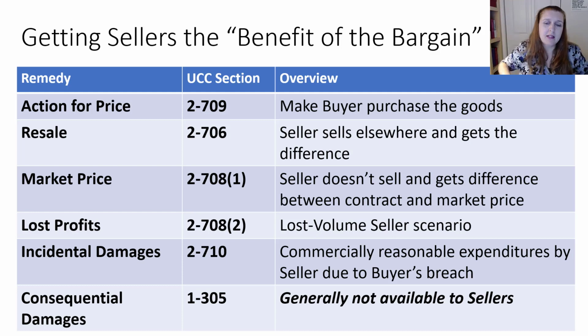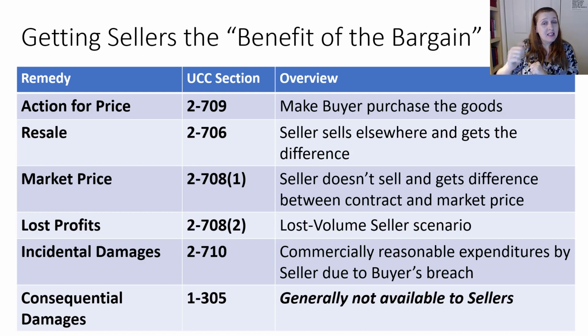And that's their lost profits. Right? Sellers can also receive, under things like resale and market price, incidental damages. So these we will talk about, but these are amounts of money that the seller has to spend because the buyer breached. So amounts of money that the seller might have to spend storing the goods or finding another seller, for instance. Now, interestingly, consequential damages are generally not available for sellers.